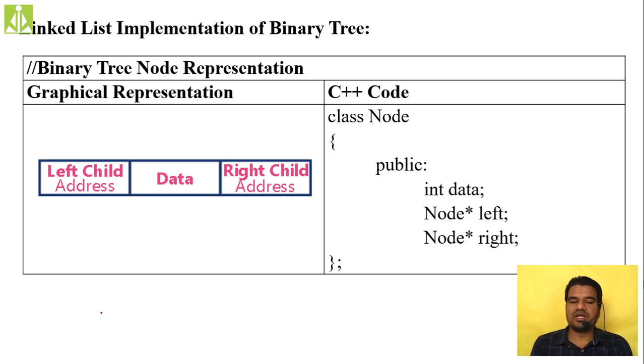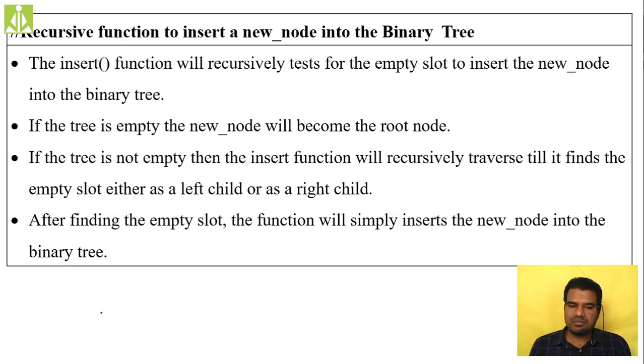Then the coding: if you see the C++ code, we have taken the class name as Node, and it has 3 data members. The first data member is data. The second data member, left, is used to point to the left child, and the third data member, right, is also a pointer of type Node. It is used to point to the right child. Left pointer to point to the left child, right pointer to point to the right child. So then we have seen the implementation of this binary tree.